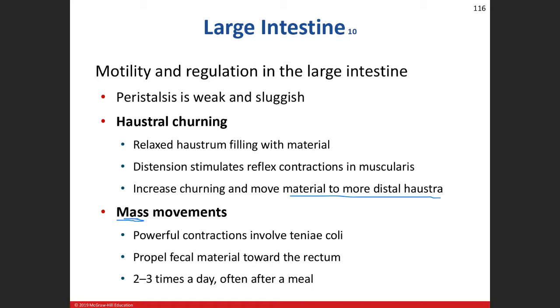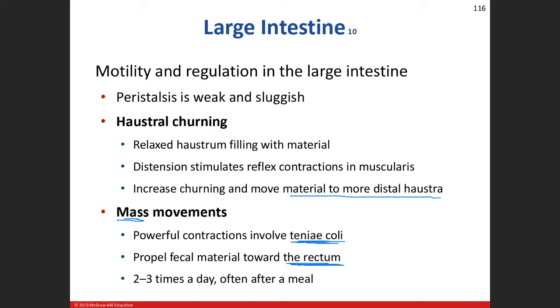So when food enters into the stomach, your stomach is going to cause, we're going to see it here in a moment, what's called the gastrocolic reflex, which is going to stimulate a mass movement to really move not just the chyme from one haustra to the adjacent one. It's going to move it several haustra down, always moving that digested material towards the rectum. So think of the haustral churning as a small one, and the mass movements are going to be huge. And the taenia coli are going to play a huge role in that.